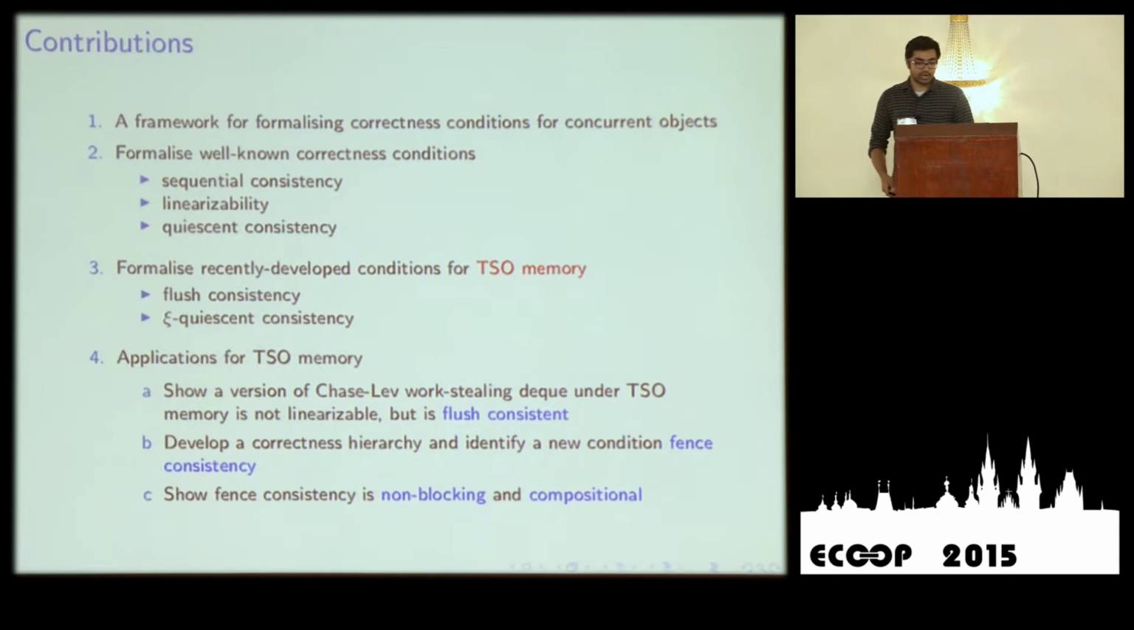So we show that some version of the Chase-Lev work-stealing deque is not linearizable, but it satisfies this other condition called flush consistency, and we develop a correctness hierarchy and various other things, which I'll get to in the talk itself. But if some of those things are unfamiliar, hopefully I can explain that.